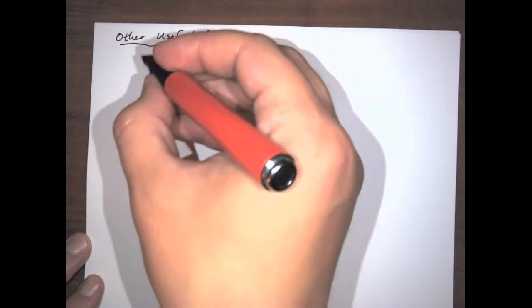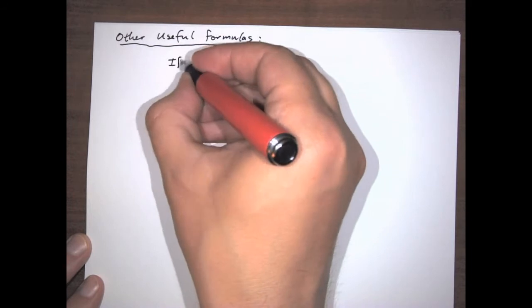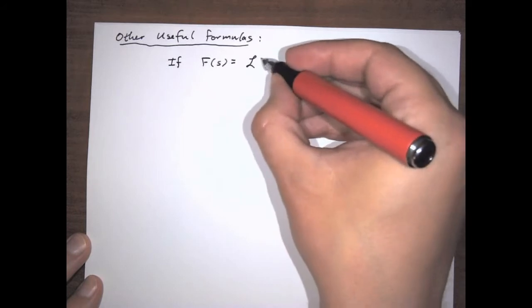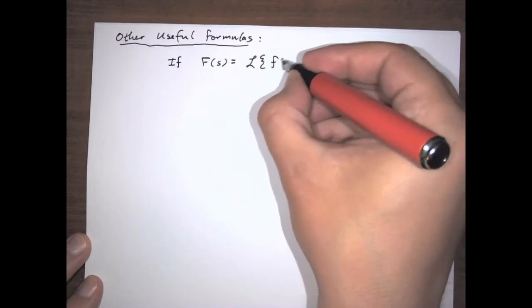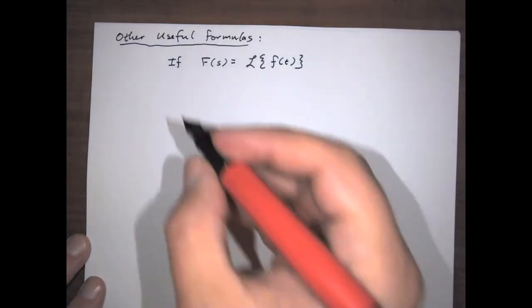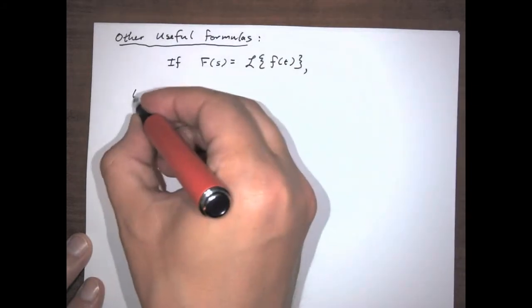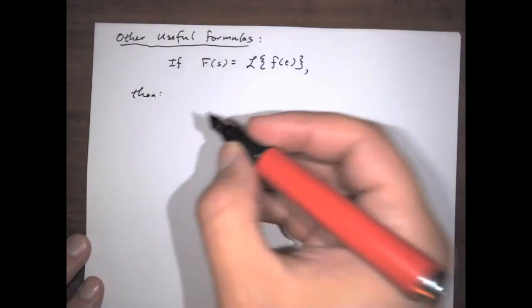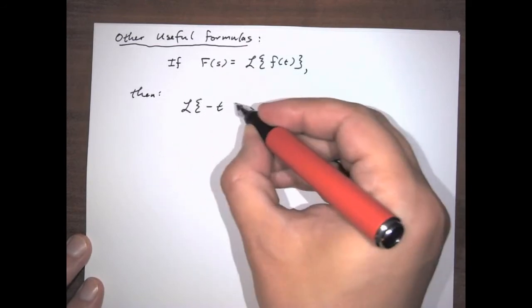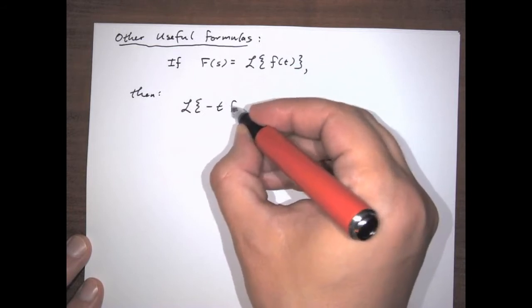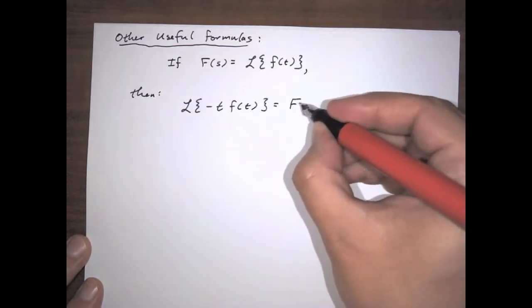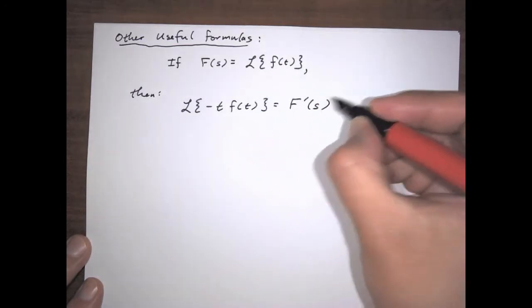And they all come along these same lines. So if F(s) is equal to the Laplace transform of f(t), so capital F(s), the Laplace transform of little f(t), then first off, the Laplace transform of negative t f(t) will be equal to the derivative of F(s).